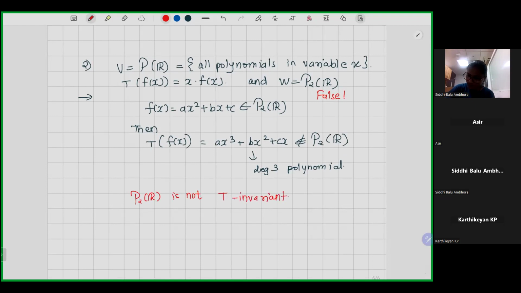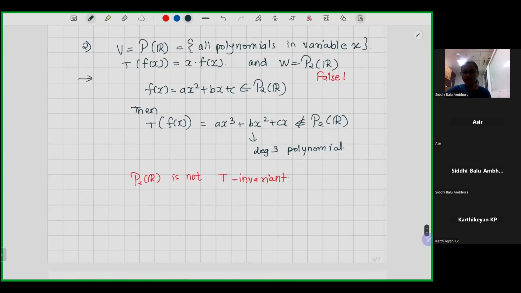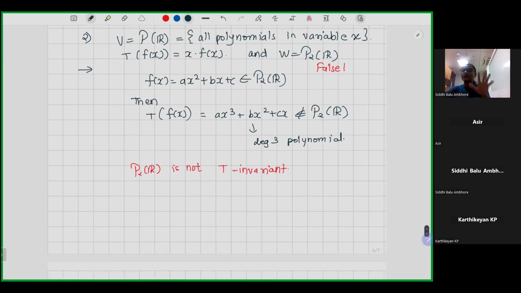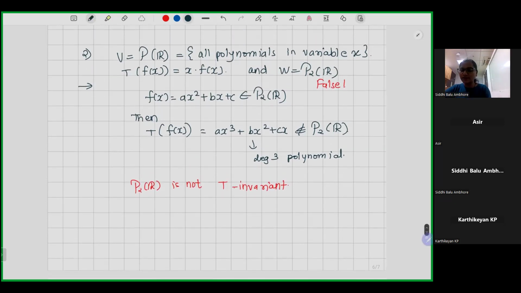Just let me write. Okay, and just to see, can we have a subspace such that under this linear transformation it is invariant, other than 0 and the whole space? Can you give me an example of an invariant subspace of P(R)? Just one.